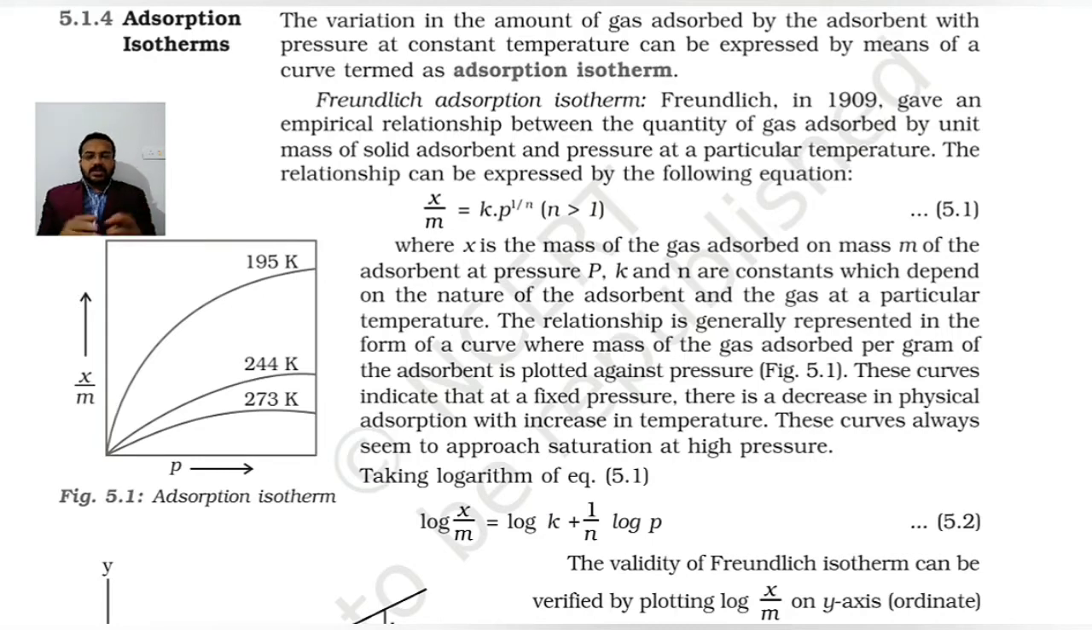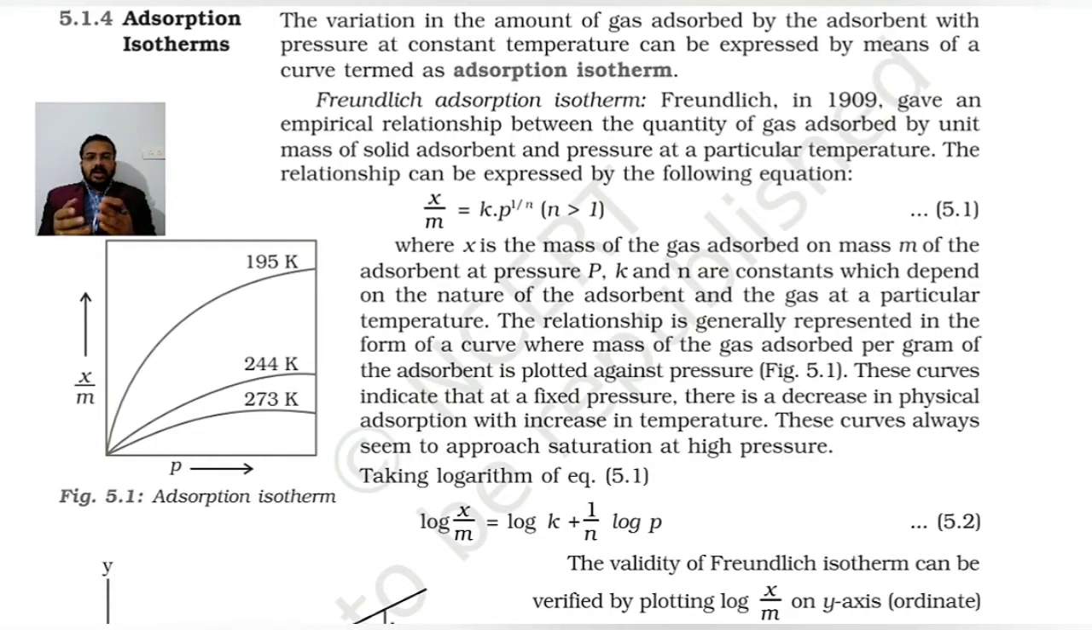So Freundlich adsorption isotherm is basically a graph. It shows the relationship between extent of adsorption with respect to pressure. The term x/m can be used to represent the extent of adsorption. Why? Because x is the amount of gas adsorbed. Think that the charcoal is adsorbing some gases on the surface. So the amount of gas adsorbed on the charcoal is what is called x. And the mass of the adsorbent, the mass of the charcoal, is represented by the symbol m. So x/m will represent the extent of adsorption. How much gas is adsorbed by the charcoal?